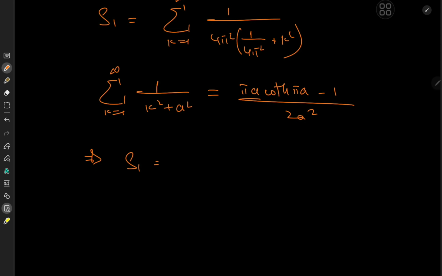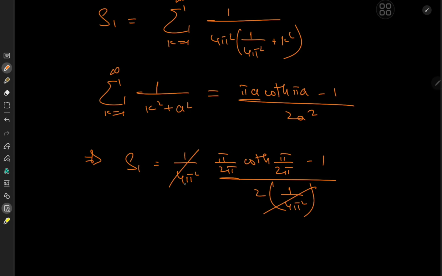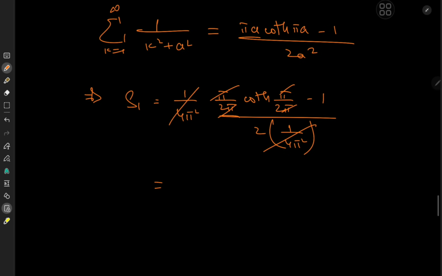So this implies that s sub 1 equals 1 over 4 pi squared times the sum over k. No, wait, I have evaluated the sum, of course. So now we have pi over 2 pi times hyperbolic cotangent of pi over 2 pi minus 1 over 2 times 1 over 4 pi squared. Some lovely cancellations straight up. And then we're left with 1/2 of what exactly? Oh yeah, we're left with 1/2 of hyperbolic cotangent of 1/2 minus 1. So that is the result for s sub 1.